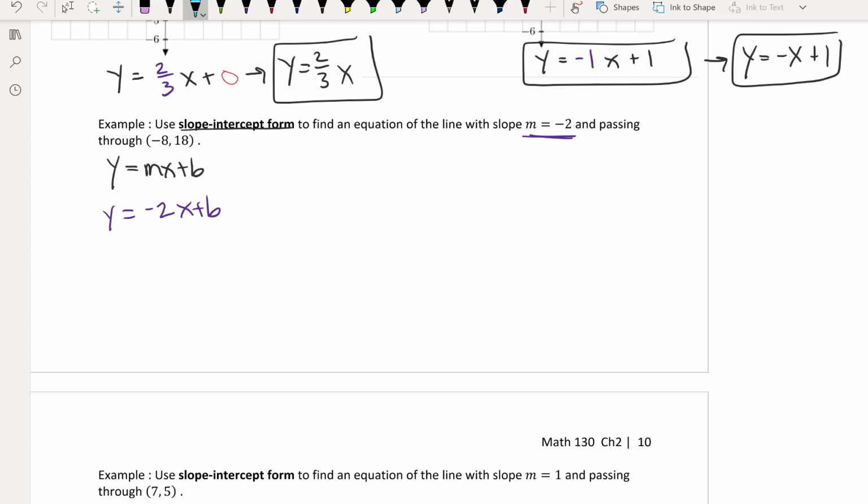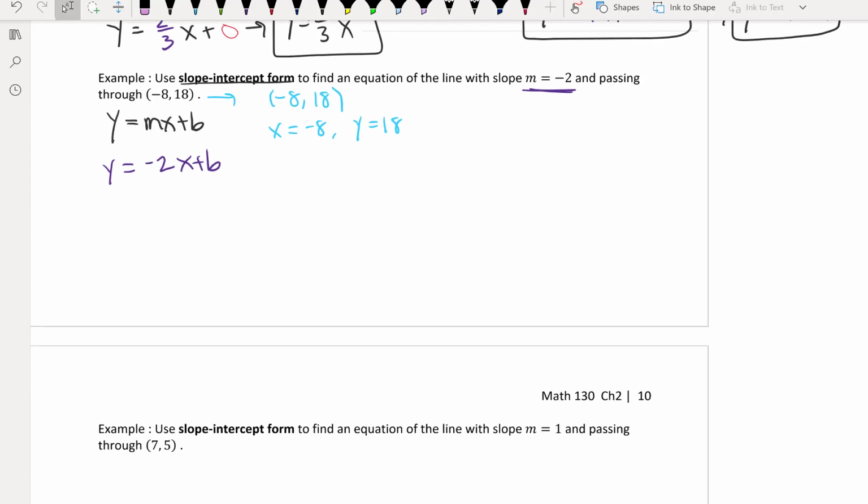But now this ordered pair that they're giving you, negative 8 and a positive 18, is saying that x is equal to negative 8 and that y is equal to a positive 18. So those are the values you're going to be plugging into this equation. So the y value is a positive 18, I have a negative 2, and that x value that I'm plugging in is a negative 8, plus b. So when I solve, negative 2 times a negative 8 is going to be a positive 16 plus b. So I'm going to subtract 16 from both sides. So 18 minus 16 is going to give you a positive 2 is equal to b.